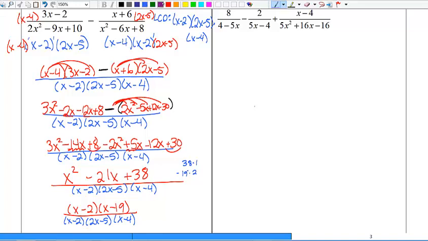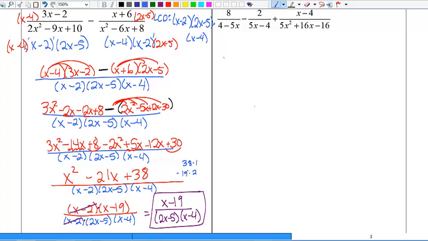And it was the same all the way through until right now when we have to reduce. There is an x minus 2 factor in the numerator and in the denominator. So my final answer is x minus 19 over 2x minus 5 times x minus 4, and I am done. If you forgot to divide out the x minus 2, you would be mostly correct, but not all the way correct. You wouldn't get all your full points on the test.